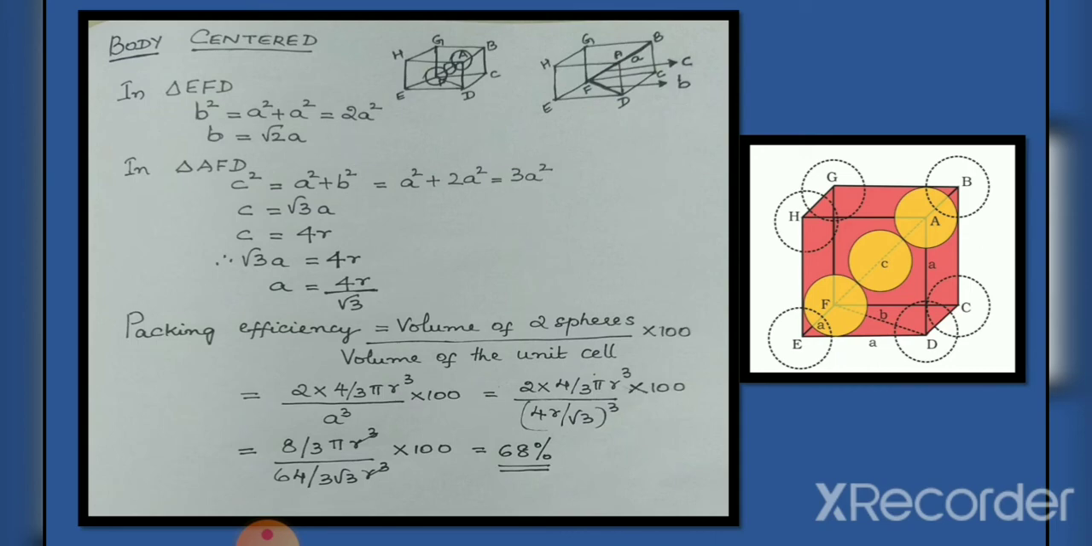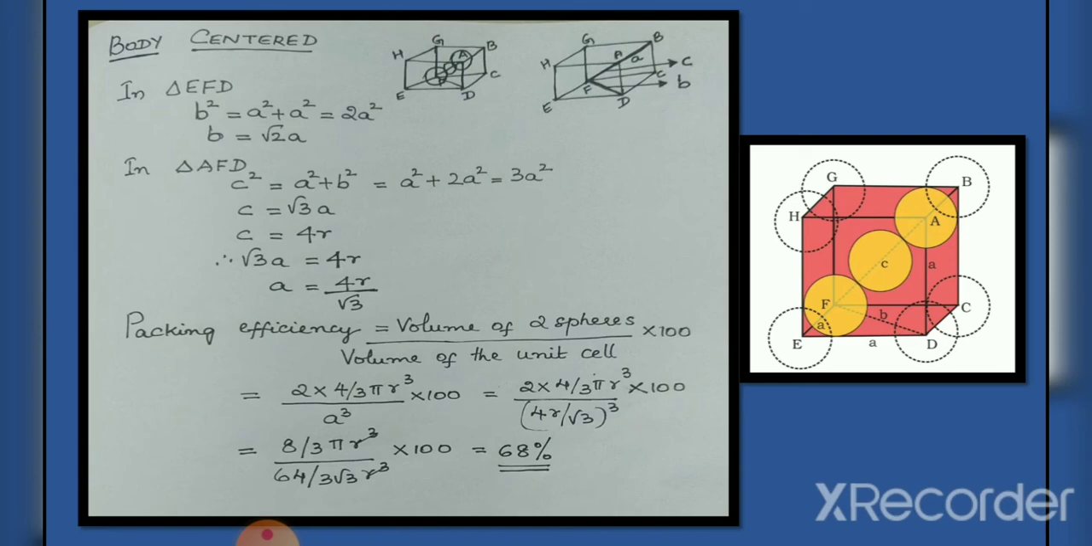Now, what is the volume of the unit cell? It is equal to A cube. But what is A in the case of body-centered cubic lattice equal to? A is equal to 4R by root 3. So, we get volume as equal to A cube, which is equal to 4R by root 3 whole cube.